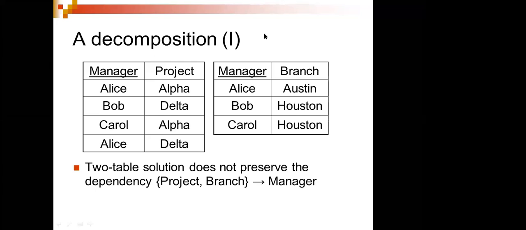How will I be decomposing? Manager and project in one, and manager and branch in another place. So this two-table solution does not preserve the dependency. So project and branch. If you see, project is here, branch is over here, and we have the manager. So manager can be this one, not this one, because the managers over here are Alice, Bob, Cornell, and Alice. This is repeating. But if you see this one, manager, only 3 persons are there, which has not been repeated. So if a branch is there, branch has been repeated.